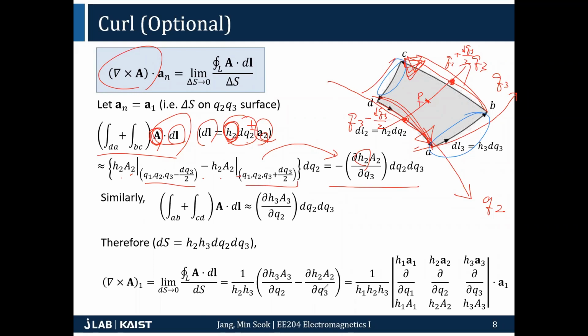And then you get to the conclusion like this. This can be written in determinant form like this. So from here to here, you don't need to care too much, because you just accept it. It's actually just a different way of writing things.